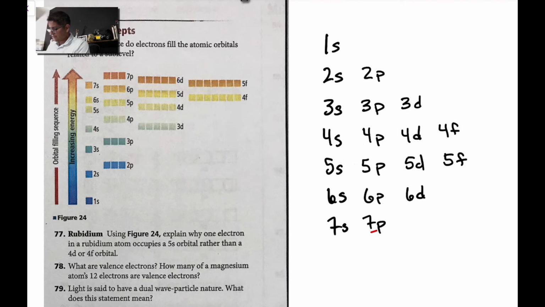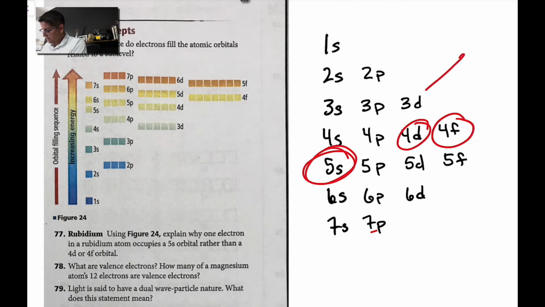Okay, so again, the idea of why this gets filled up before this one and this one is because 5s is a lower energy state than 4d. And again, don't get tripped up by the fact that 5 comes after 4. Even though that is the case, the numbers themselves do not indicate the amount of energy that orbital has. Okay, so that's number 77.